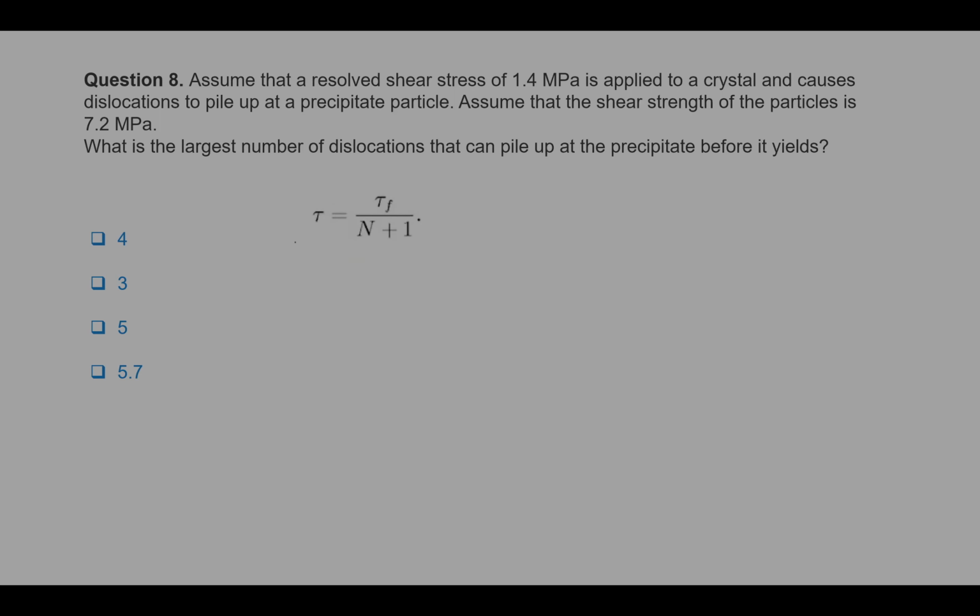In question number 8, here we have to assume that a resolved shear stress of 1.6 megapascal is applied to a crystal and causes dislocations to pile up at a precipitate particle. Assume that the shear strength of a particle is 7.2 MPa. What is the largest number of dislocations that can pile up at the precipitate before it yields?